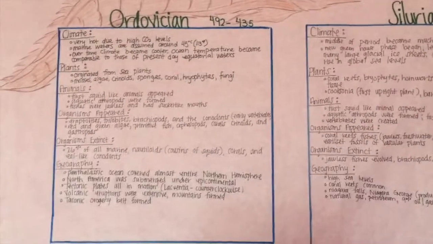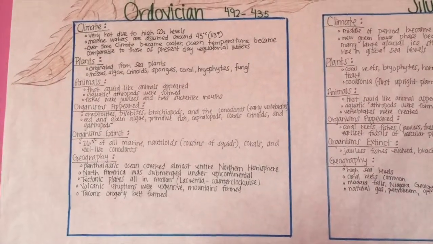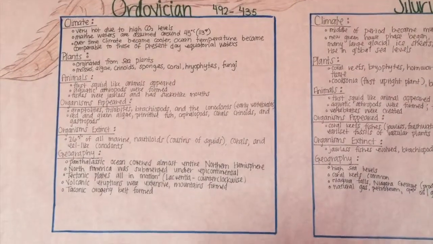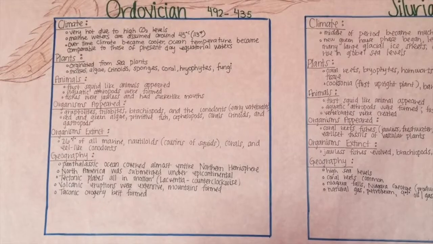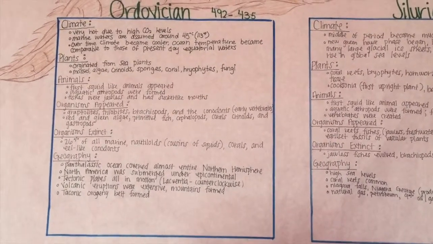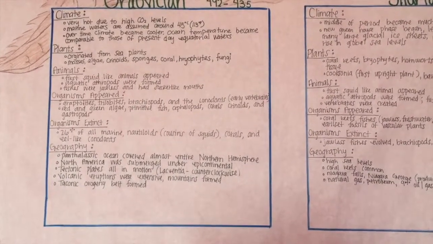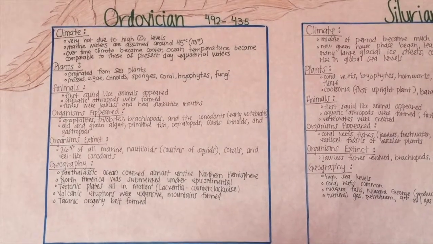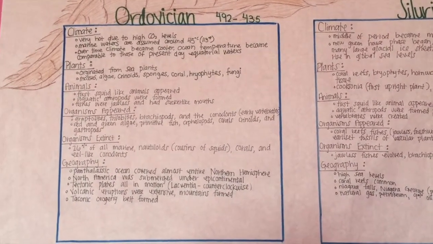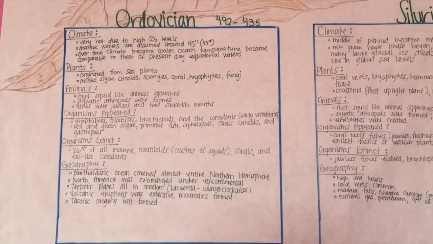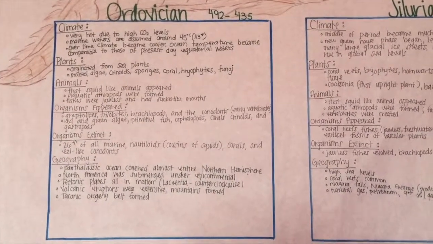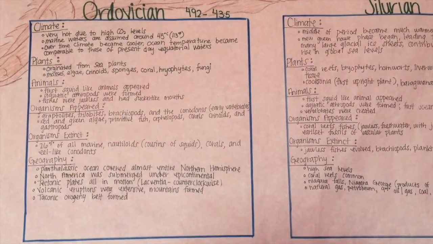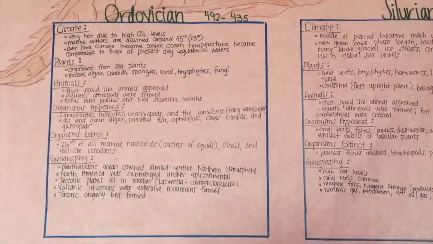Organisms that appeared during this period were graptolites, trilobites, brachiopods, and the conodonts, which were early vertebrates. Red and green algae, primitive fish, cephalopods, corals, crinoids, and gastropods. Organisms extinct. 26% of all marine nautiloids, corals, and eel-like conodonts went extinct.